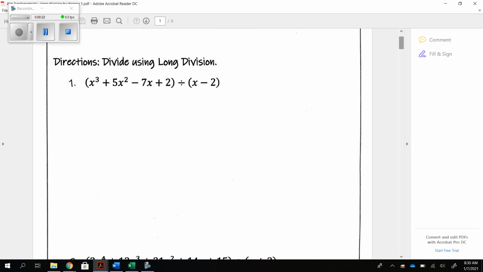Alright, so starting out, number one, we have x cubed plus 5x squared minus 7x plus 2 divided by x minus 2. So this one, we don't draw an L like synthetic division. We're literally doing long division. We're going to need a lot of space. Long division. We write x minus 2 on the outside. The first one comes inside: x cubed plus 5x squared minus 7x plus 2.